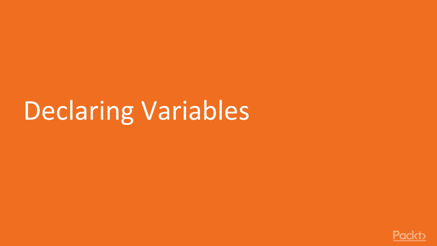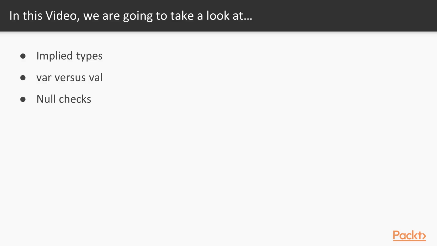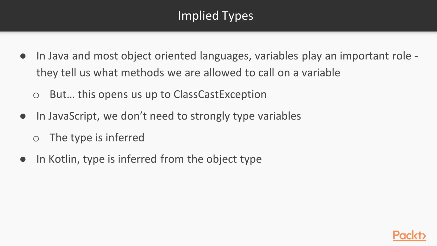First, declaring variables. Variables are the places where we store items in memory while the computer is running. So in this video, we're going to look at variable types, specifically implied types of variables. We're going to consider var versus val, and then we're going to consider what happens when a variable does not contain a value at all, which is something we call null. First of all, implied types.